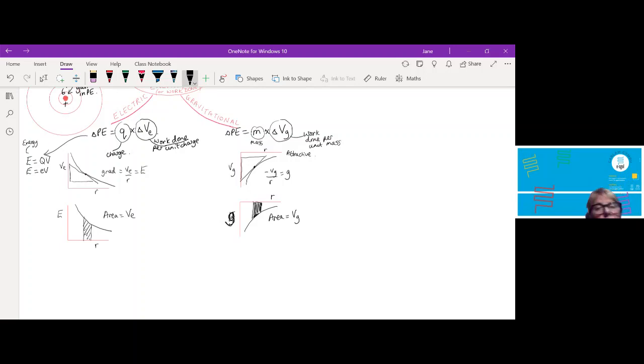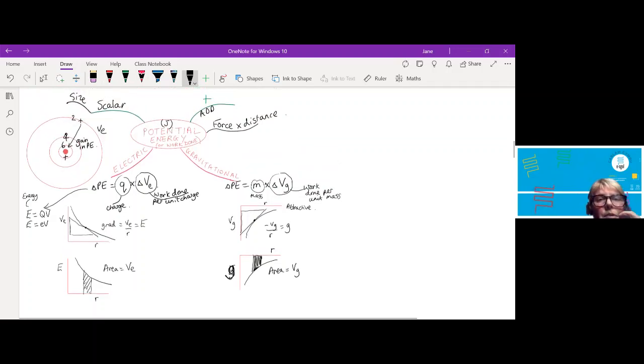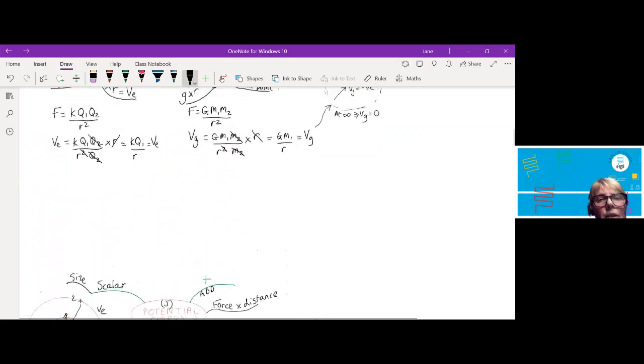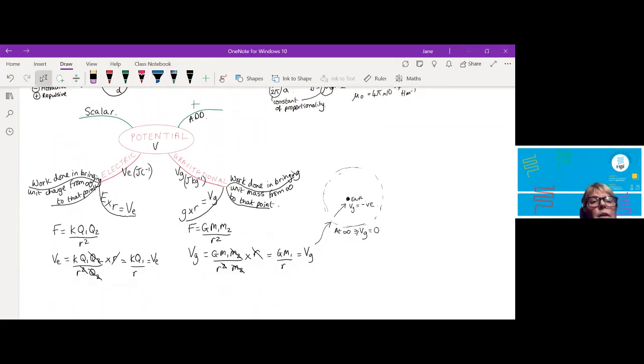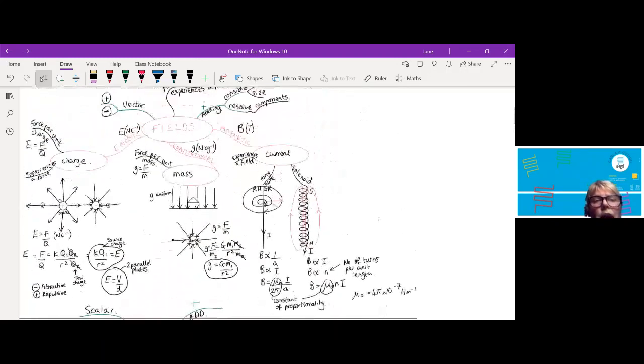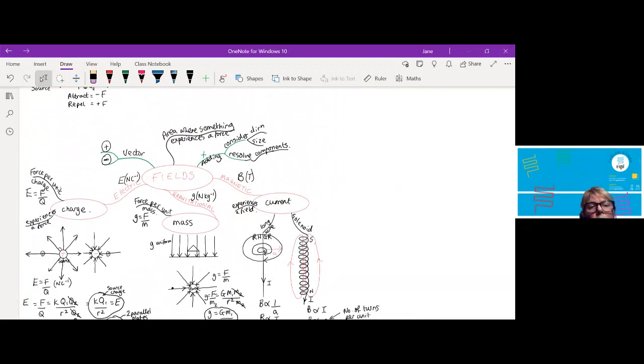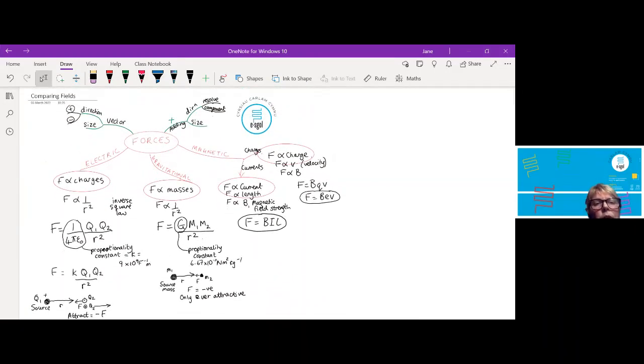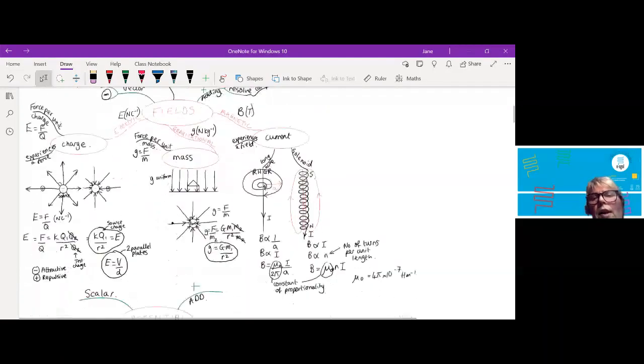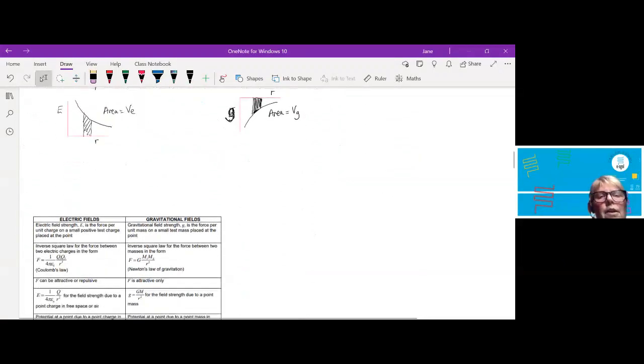Okay, I think I've done enough there in terms of going over all of the different potential energies, the work done, the potential, i.e. the work done in bringing unit charge or unit mass from infinity to that point, fields, i.e. looking at the area around either the mass or the charge, and also looking at the forces in the field. So we've had a good look at that.